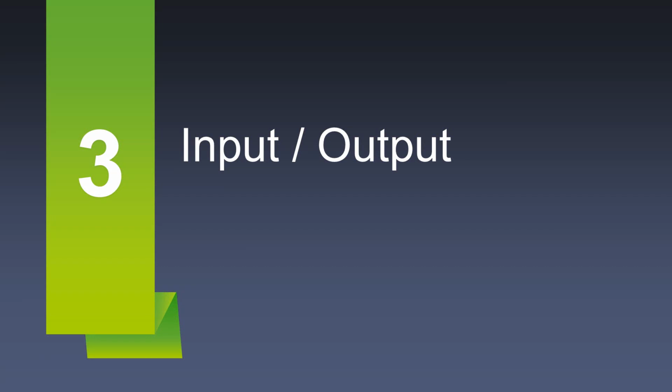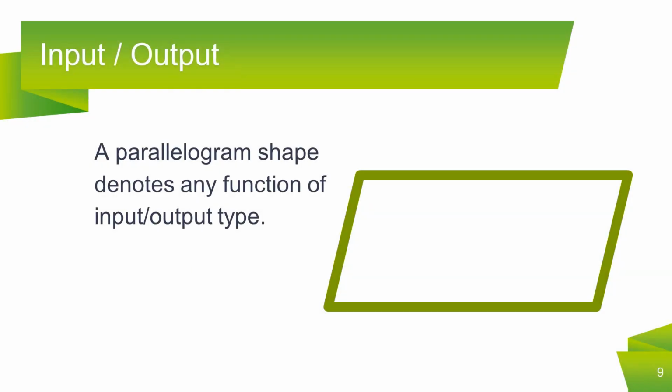Next symbol which we are going to see is used for input and output purpose. This shape can also be called a parallelogram, which denotes input and output. Whenever I want to declare a variable, and after declaring it I take the input from the user, and if I want to show any output, I can show it through this shape.